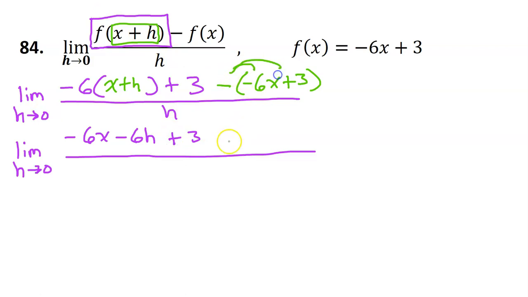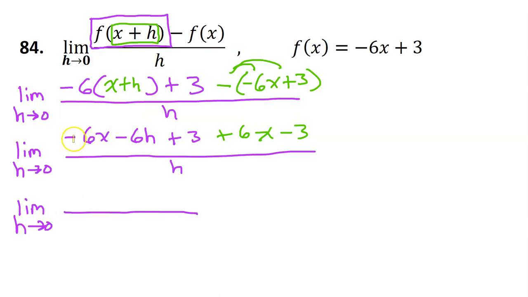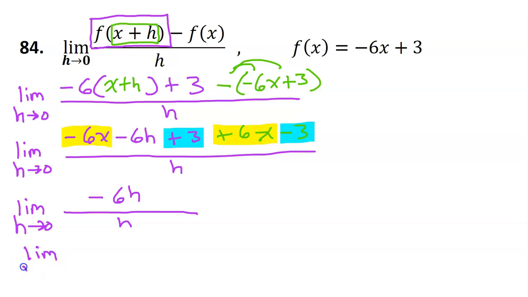And then now I'm distributing this minus sign. So this is going to become plus 6x minus 3, all over h. So the limit as h approaches 0, how much of this will cancel out? Let's see. We have a negative 6x and we have a positive 6x. Those are gone. We have a positive 3 and we have a negative 3. Those are gone. So that is leaving negative 6h over h. So of course those h's will cancel each other out. So we have the limit as h approaches 0 of negative 6. And the limit of a constant is that constant. So the limit is negative 6.